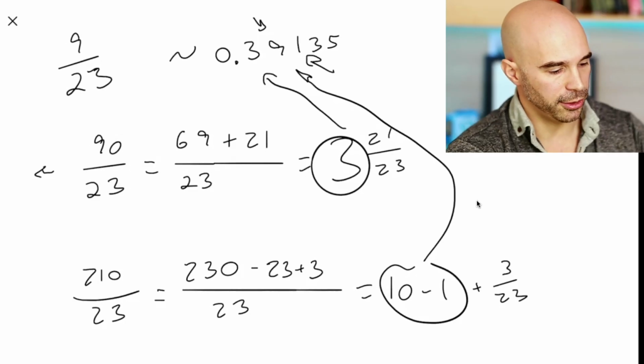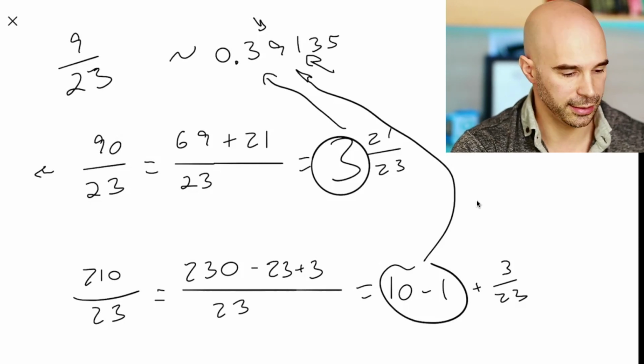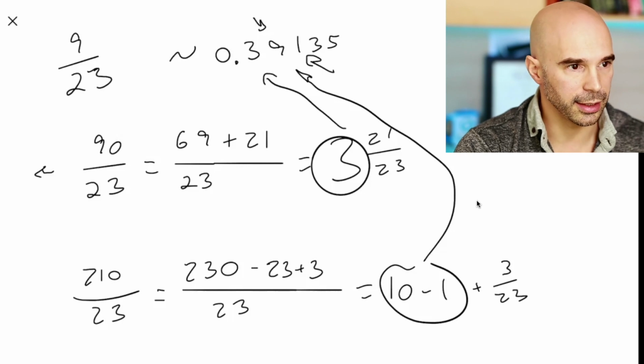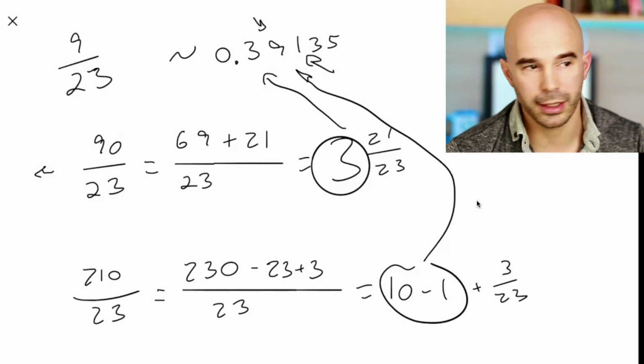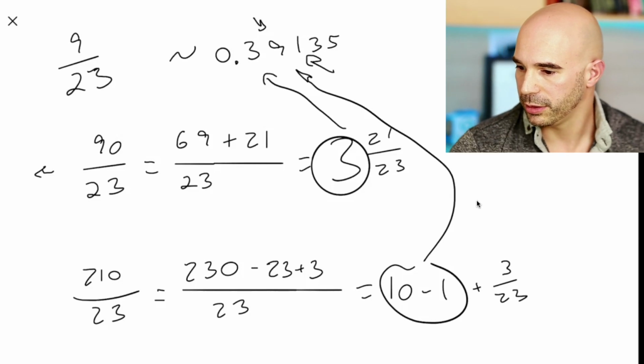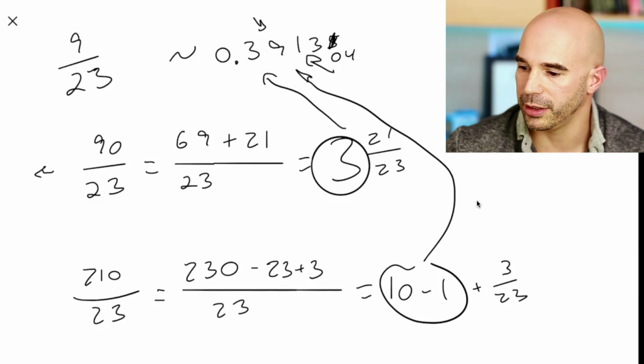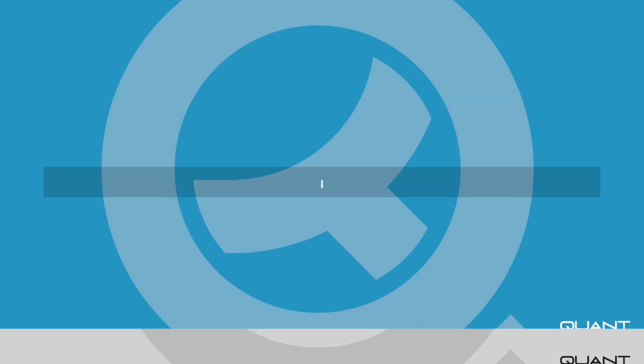And now just for fun, I'm going to put it into a calculator and see how accurate I was. So I got 0.391304. So my 5 was actually quite a bit off. It's actually 0.4 there in the end, but my first 4 digits were good.